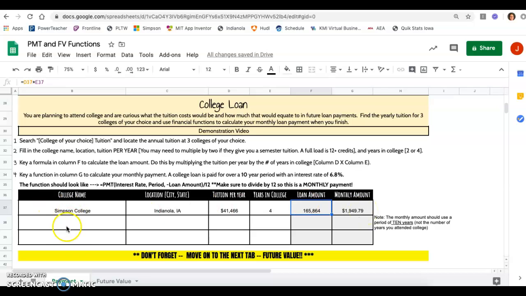So you will find 2 more colleges. If you want to use Simpson, great. Or find 3 colleges if you're not interested in Simpson. And you'll do that 3 different times.